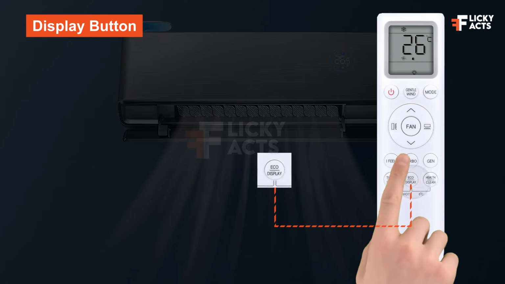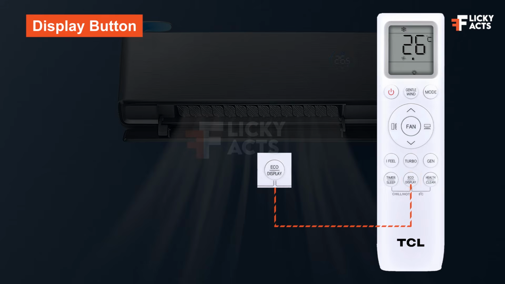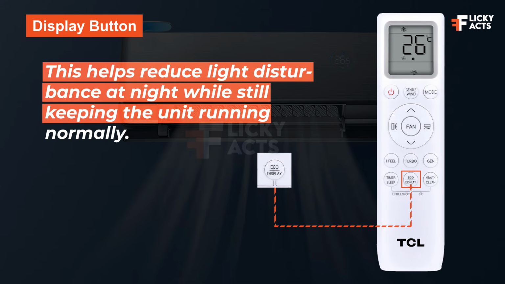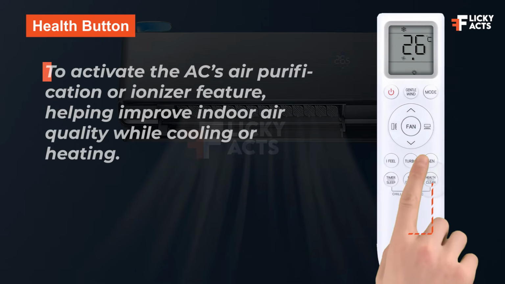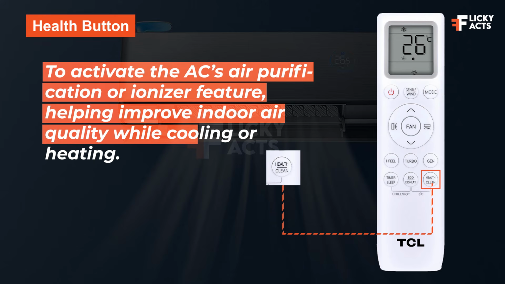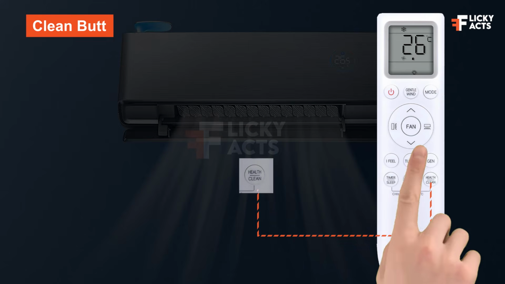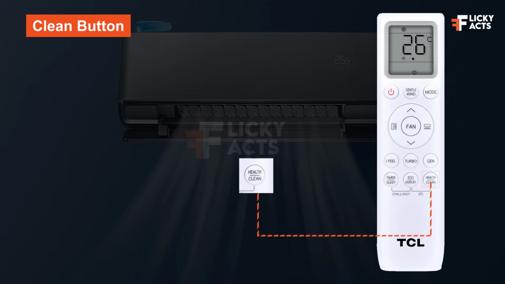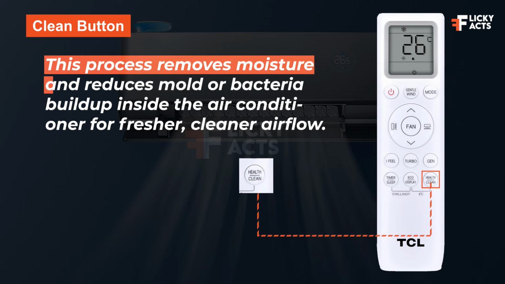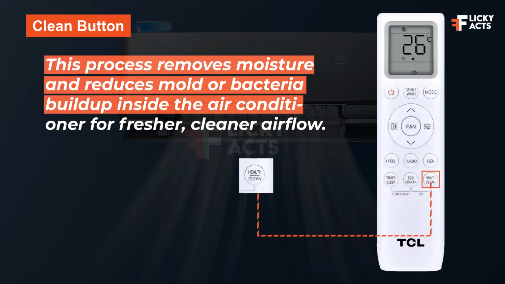Press the Display button to turn the AC's screen light on or off. This helps reduce light disturbance at night while still keeping the unit running normally. Press the Health button to activate the AC's air purification or ionizer feature, helping improve indoor air quality while cooling or heating. Press the Clean button to activate the self-cleaning function of the indoor unit. This process removes moisture and reduces mold or bacteria buildup inside the air conditioner for fresher, cleaner airflow.